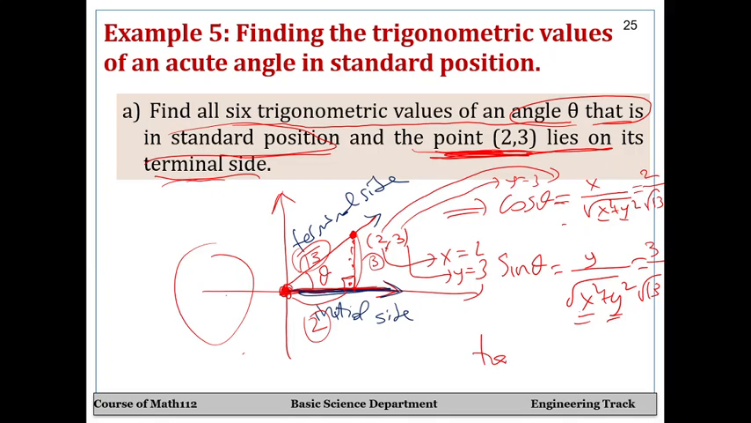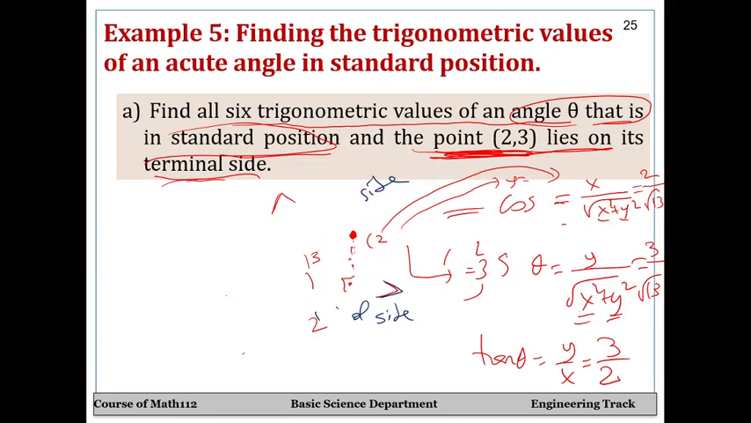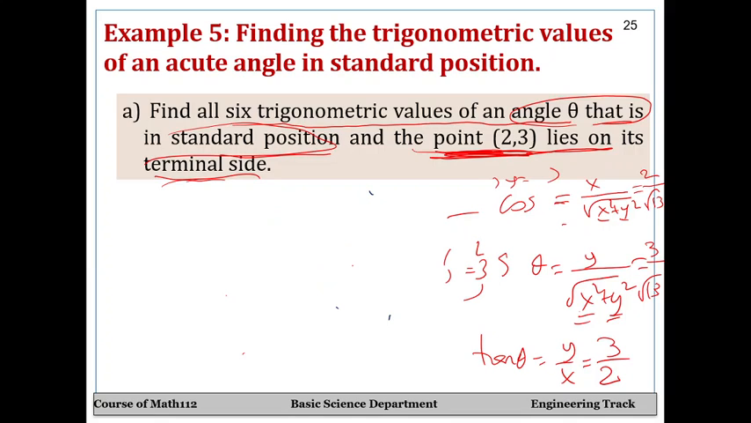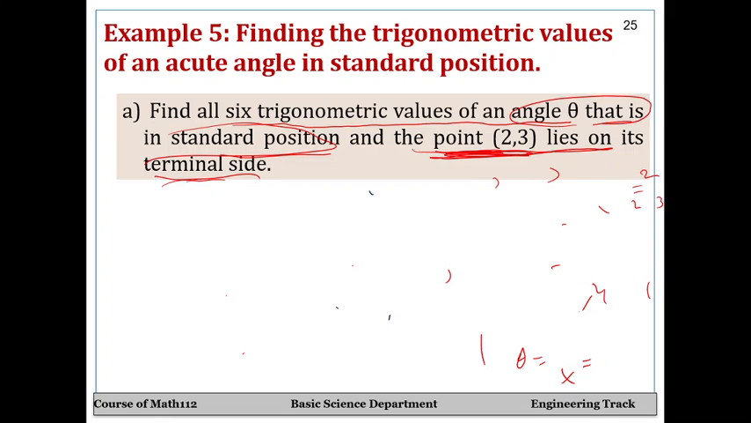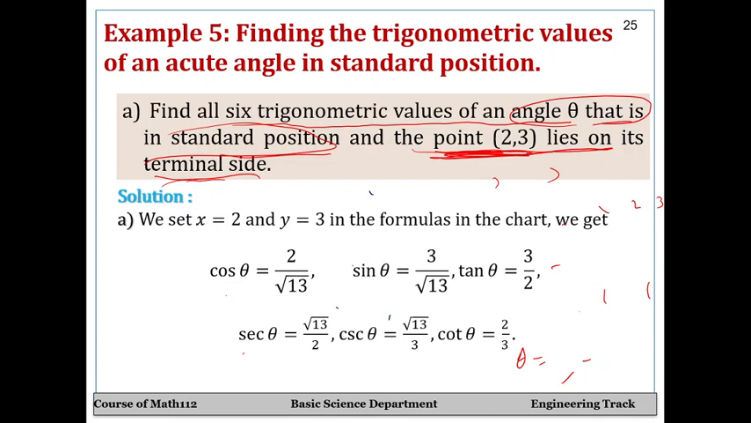And the tangent theta formula is y over x, so y will be 3 and x will be 2. And then you can do the rest by using the reciprocal relations. Now let's see how it is done in the slides. So here, you put x and y in the formulas in the chart, and then we get these values.